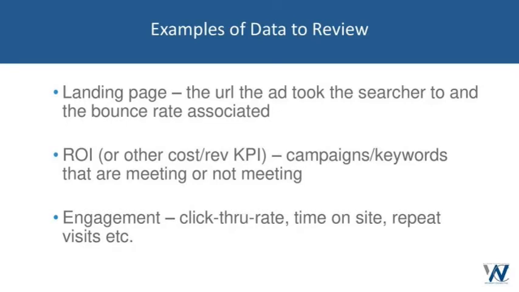You also want to look at your ROI or your ROAS or whatever your cost revenue KPI is. It could also be a cost per conversion if you're tracking leads perhaps. And we want to do this at a campaign, an ad group, a keyword level. And are we meeting or not meeting the goal that we have set for this? And then ultimately we want to look at engagement, click-through rate, time on site, repeat visits.